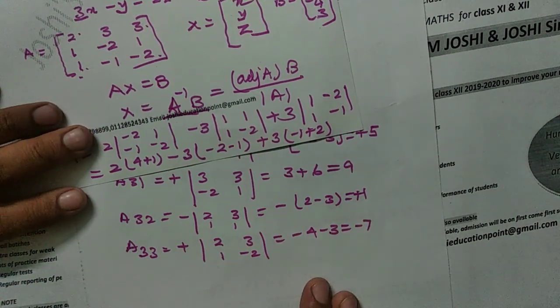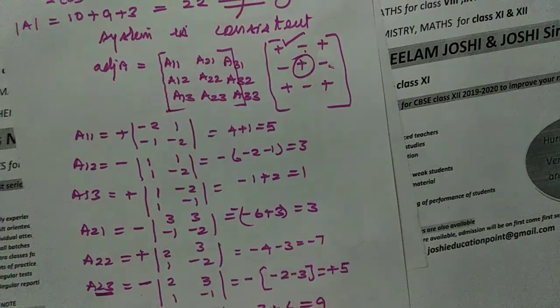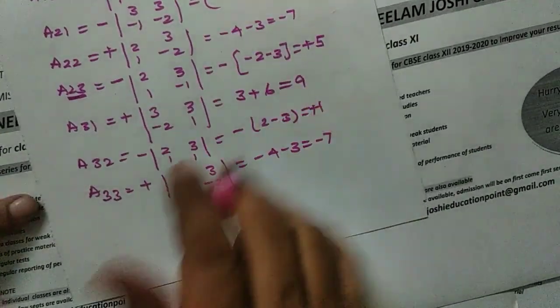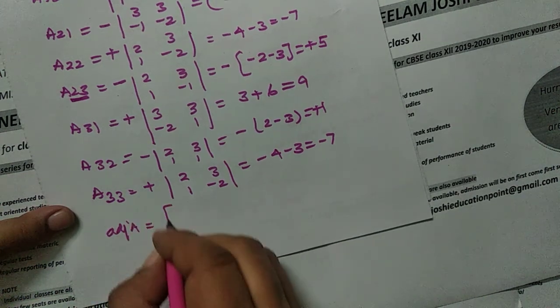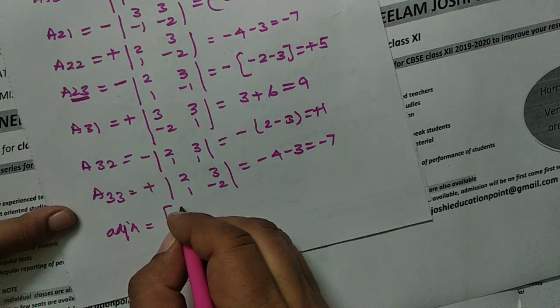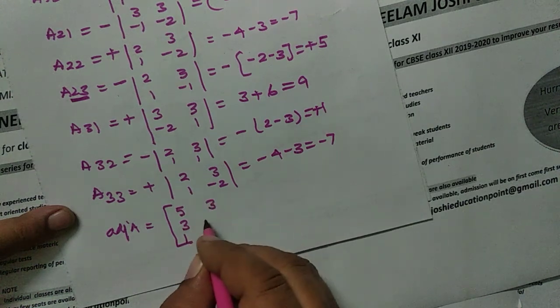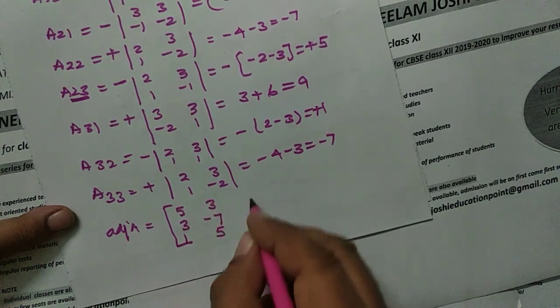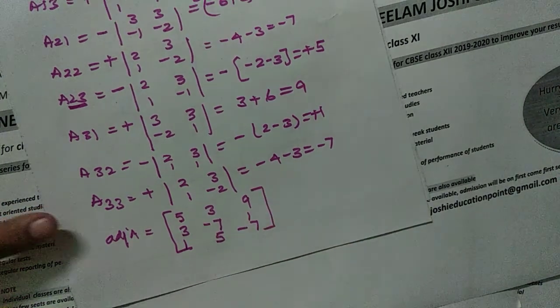So now we have all the cofactors. You replace all the cofactors in this to get the adjoint of A into B. So now I will calculate the adjoint of A first. So adjoint of A, I am replacing all these values. A11 is 5. A12 is 3. This is 1, 3, minus 7, 5, 9, 1 and minus 7. That is adjoint of A.